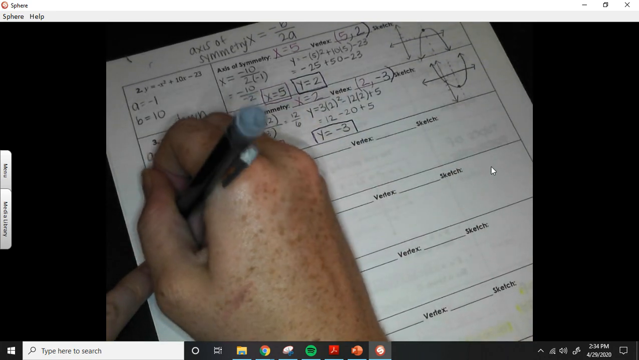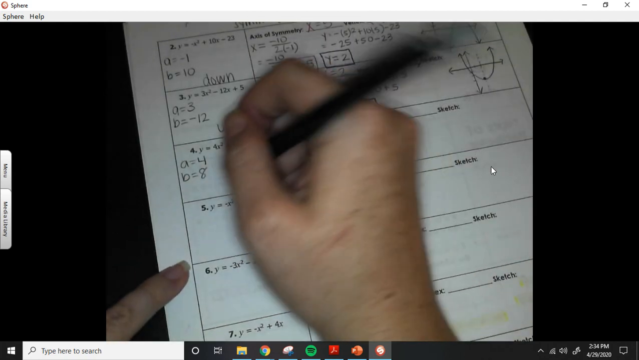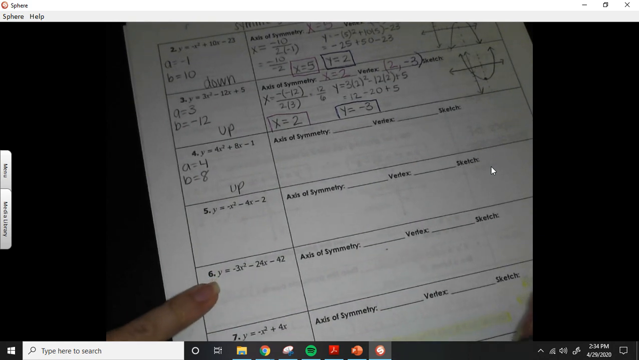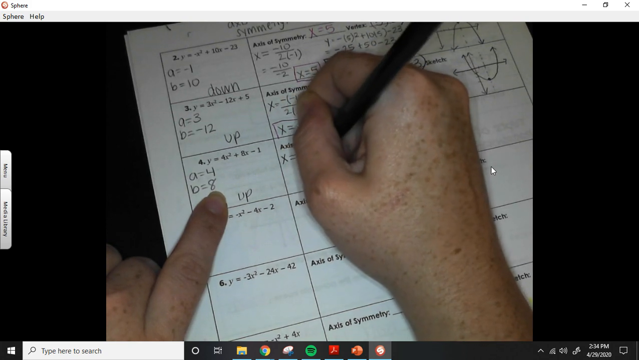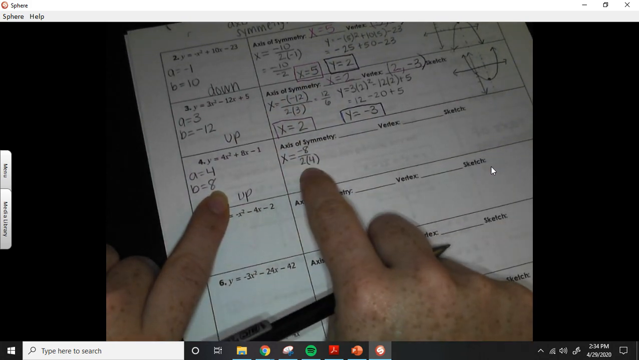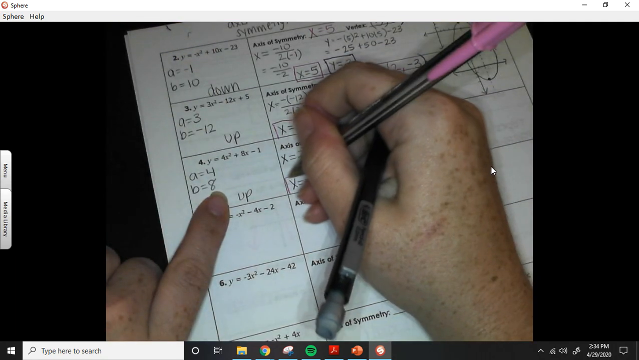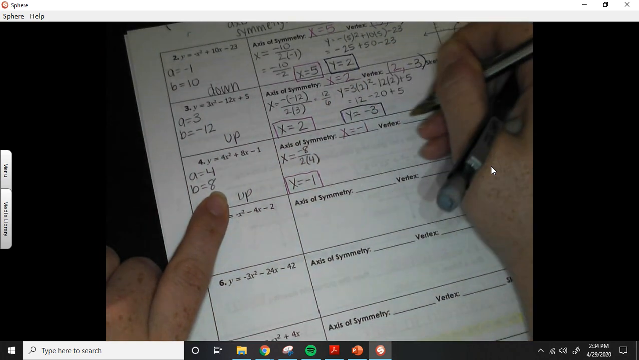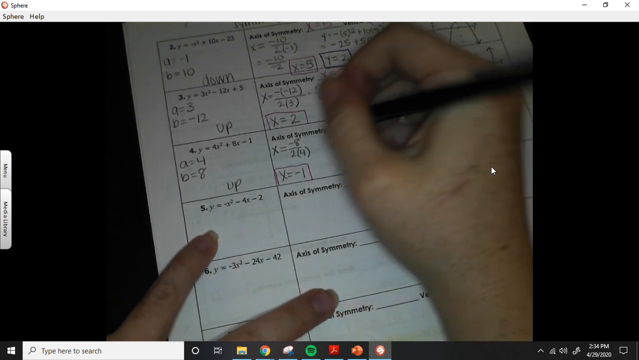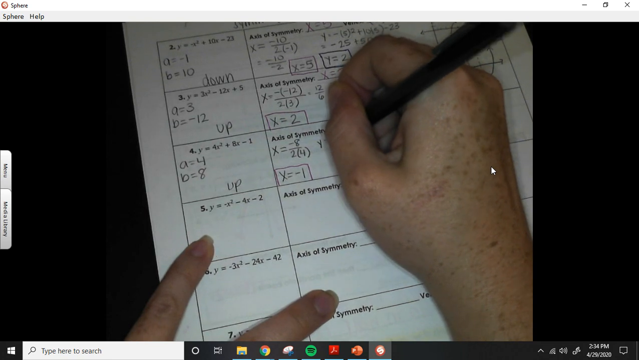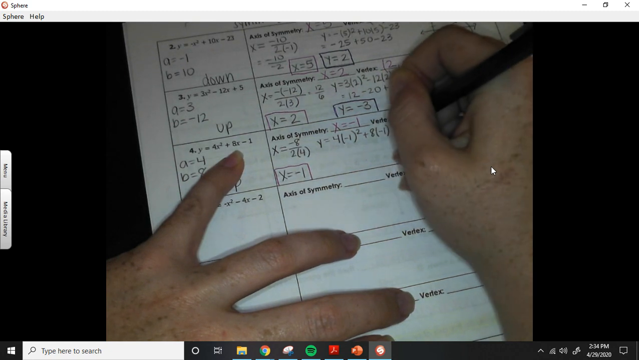a equals 4, b equals 8. And where is this opening, up or down? Since a is positive, this is opening up. Okay, our axis of symmetry, we're going to get x equals negative b over 2a, so negative 8 over 2 times 4. Well, negative 8 over 8 becomes negative 1. So now we have our axis of symmetry, and we have the x value of the vertex. How do we find the y? Plug it in. So y is equal to 4 times negative 1 squared plus 8 times negative 1 minus 1.